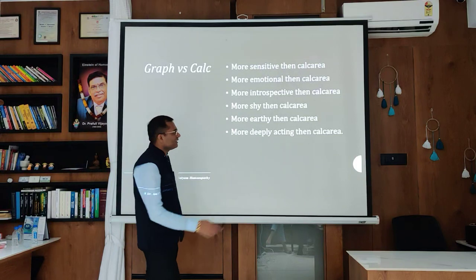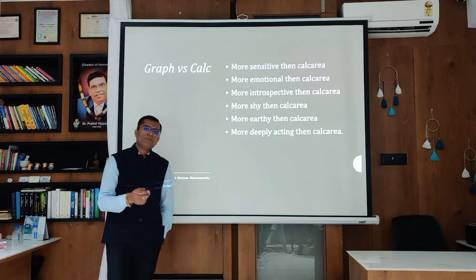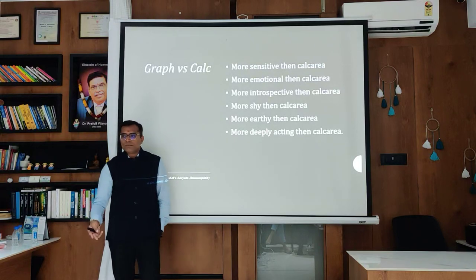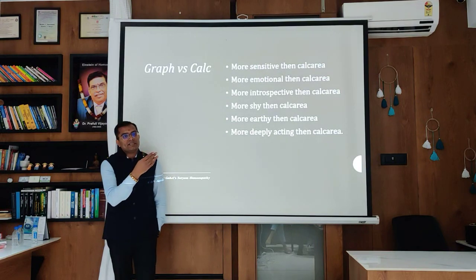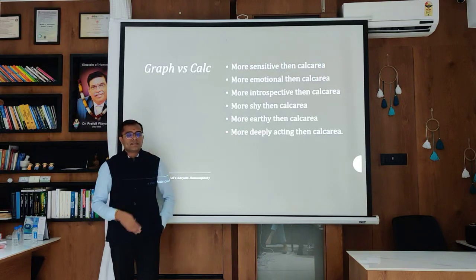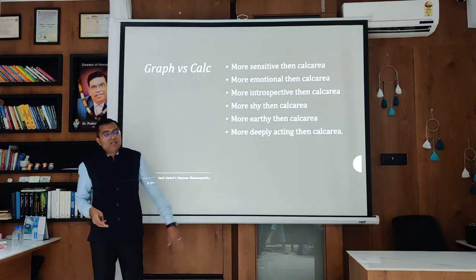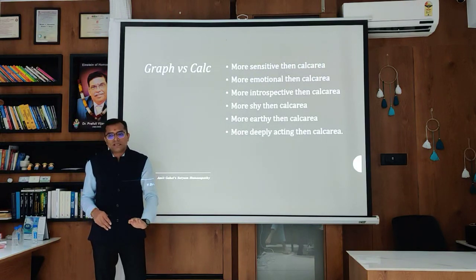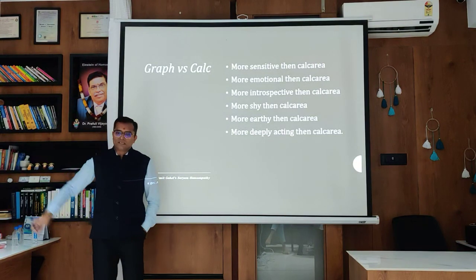So what is Graphites versus Calcarea? Graphites is more sensitive than Calcarea. Why? Because Graphites is a compound of two things. One is the iron component, one is the carbon component. Due to the iron component, there is a lot of sensitivity. Graphites is a left-sided remedy. So there is more sensitiveness than Calcarea, more emotional than Calcarea, more introspective than Calcarea. Because Calcarea is very extroverted and a very esteemed kind of personality. More shy than Calcarea. More earthy, meaning down-to-earth personality than Calcarea. And more deep acting than Calcarea.